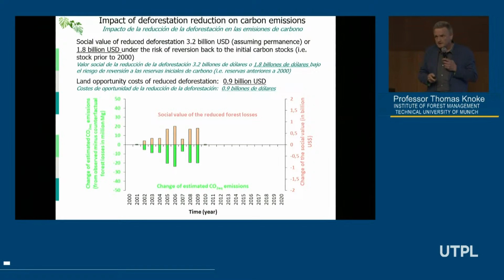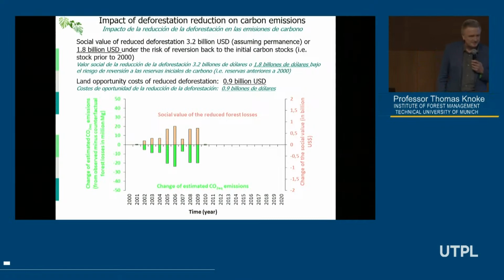We even could account for the fact that this effect is not permanent, so that after the period we evaluated, we have a 1% chance of losing all the saved carbon. Still, we have then a positive effect. If we exclude this risk of reversion, the value of the benefits is $3.2 billion US dollars. If we include it, it's still 1.8 billion. The loss, the net benefits foregone by farmers, is only half the size of the climate benefits we can achieve. I mean, it is very tentative, of course.